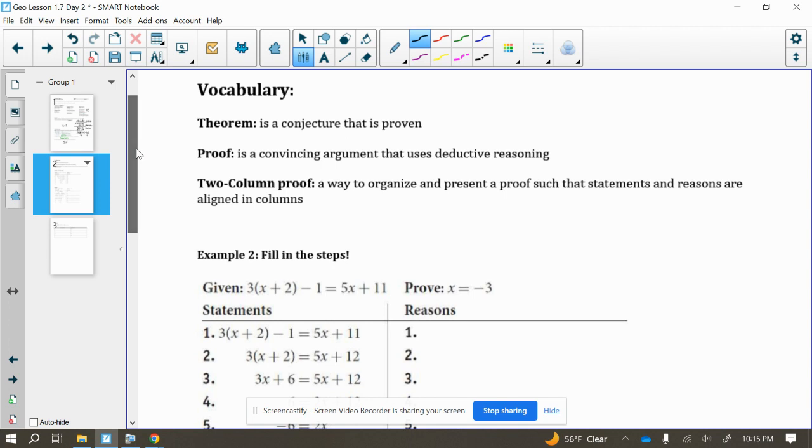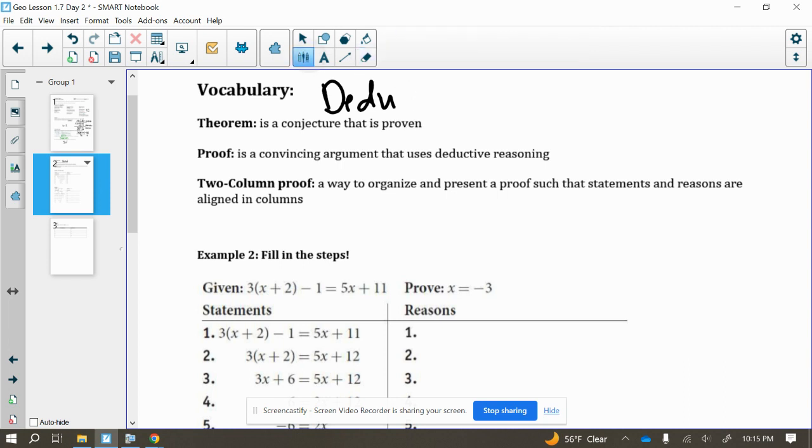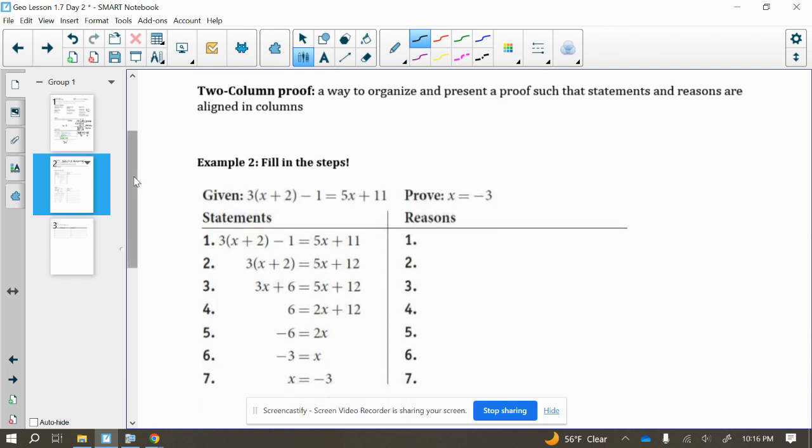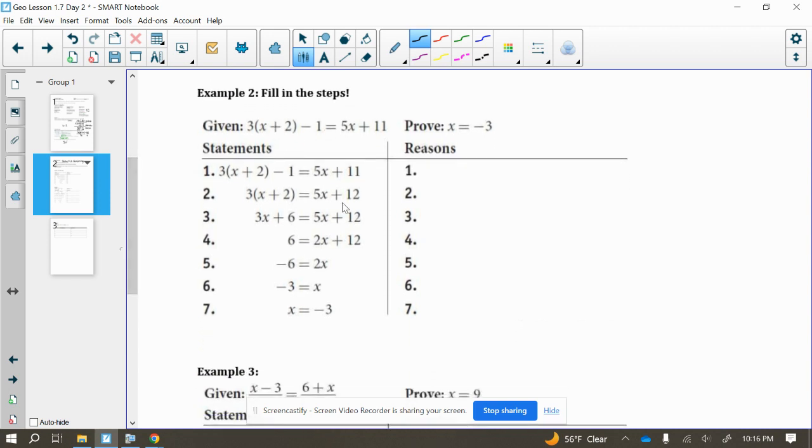Now, we've been talking a lot about inductive reasoning and making conjectures. What if we actually want to prove without a doubt that something is true? And again, that's going to come with deductive reasoning, where we can prove without a doubt that something is true. And oftentimes what we do is we create a theorem, which is a conjecture that we prove true, through the use of a proof, which is our argument through deductive reasoning, showing without a doubt it's true. And oftentimes in geometry, we like to organize this in a two-column proof format. So we're going to practice today using our algebra skills to do that.